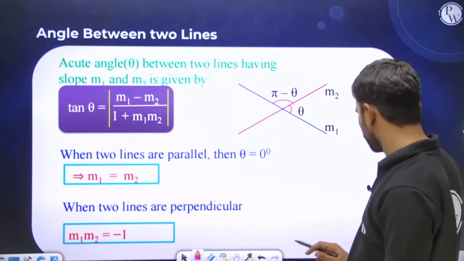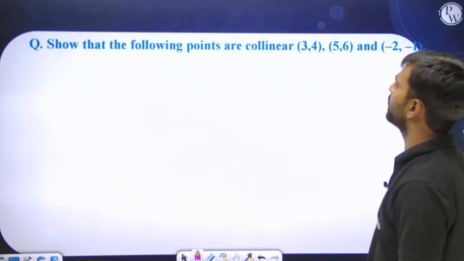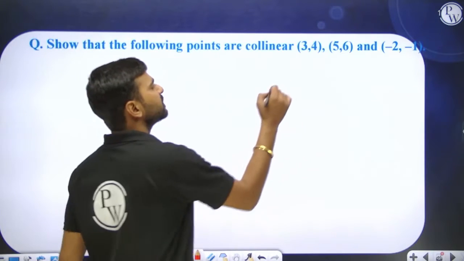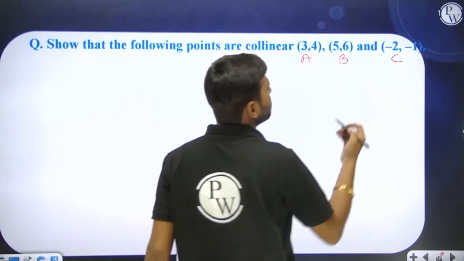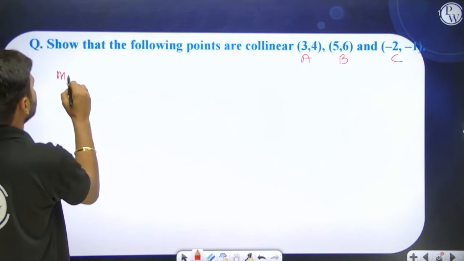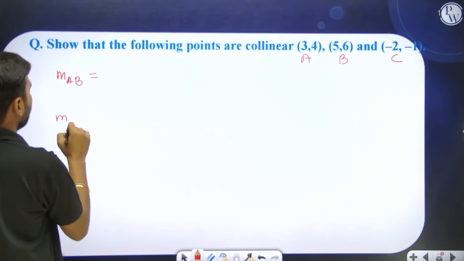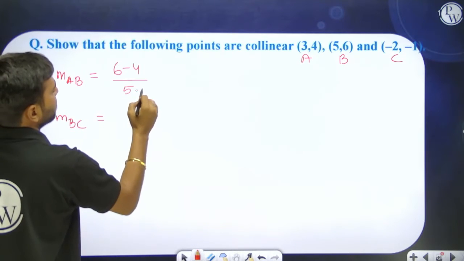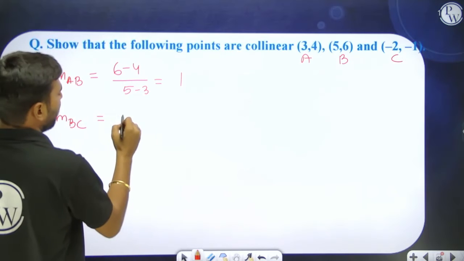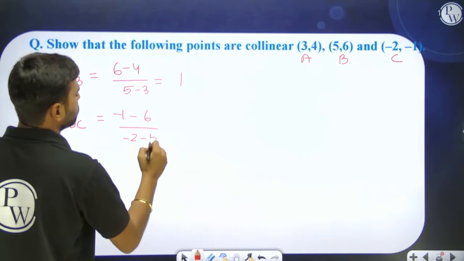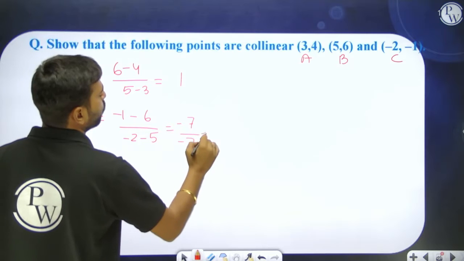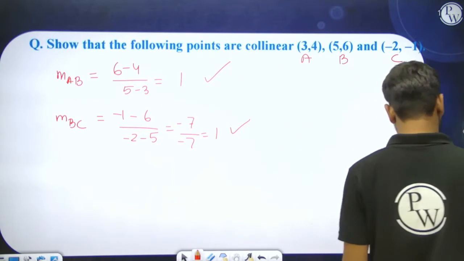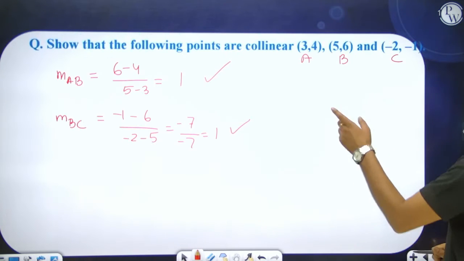Angle between two lines, as we have discussed these things already. Show that the following points are collinear. Now if the points are collinear, then their slopes have to be equal. So if this is A, this is B, this is C, and these 3 points are collinear, then the slope of the line joining AB and the slope of the line joining BC have to be equal, yes or no? So 6 minus 4 divided by 5 minus 3 is how much? 1. Minus 1 minus 6 divided by minus 2 minus 5, so minus 7 by minus 7 equals 1. So the slopes of these two lines are equal, which means the points are collinear because B is common as well.